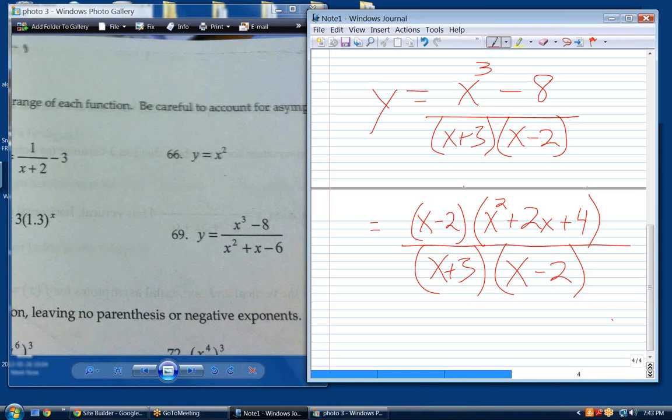Now, notice what happens here. Something very special happens here. We said x could not be minus 3 or 2 because it makes the denominator 0. But once we've factored both the numerator and the denominator, this x minus 2 cancels with that x minus 2. But, and here's the key but, it doesn't change the restrictions on the domain. I still have to carry forth the fact that x cannot be negative 3 or 2, even though I'm now looking at something that looks like this.